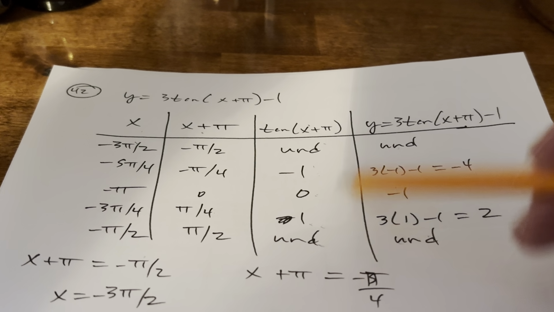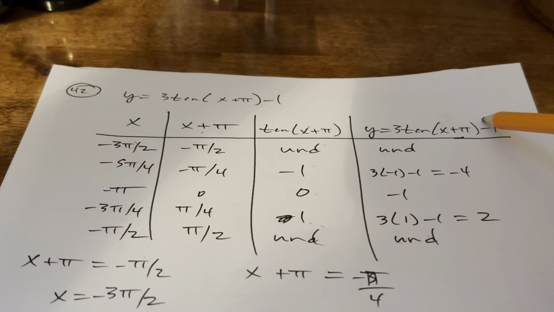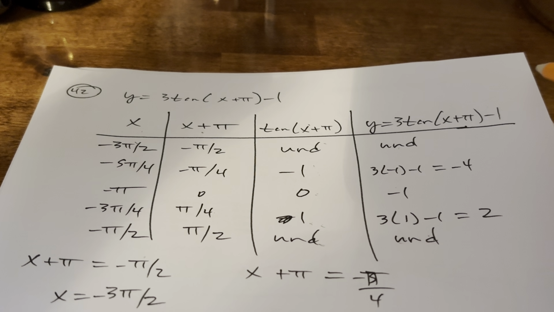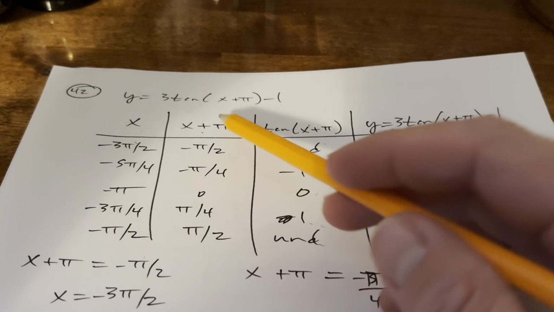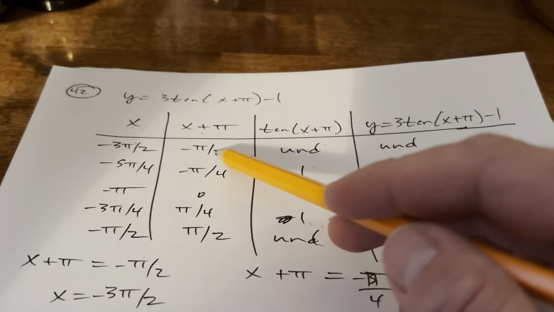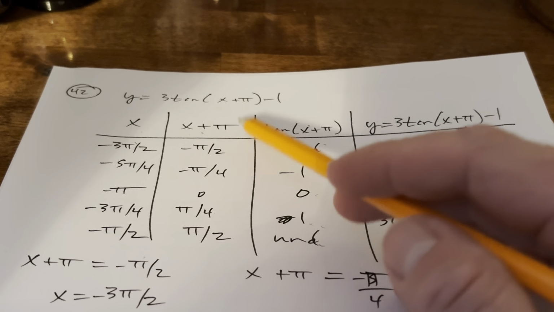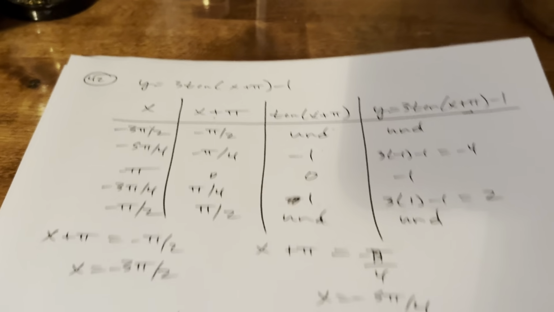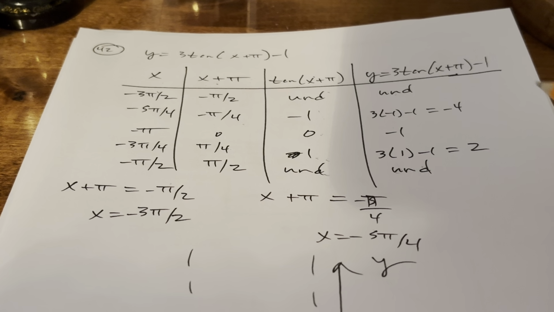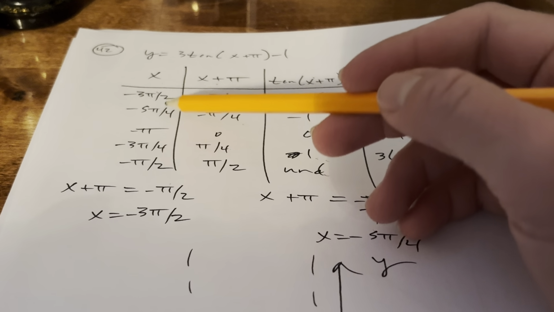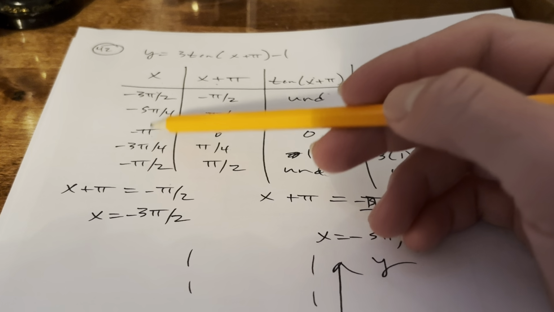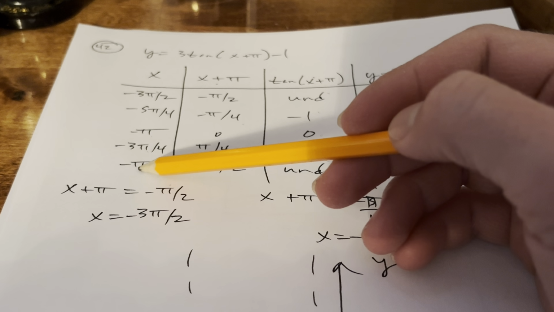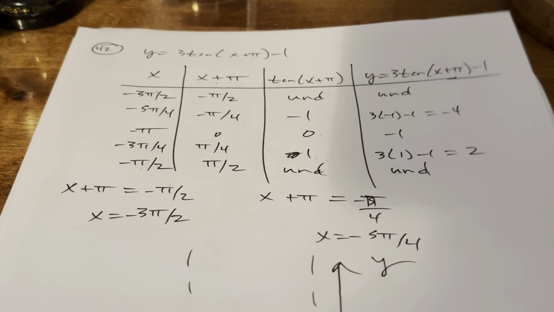So I'm going to take these three numbers, multiply them by 3, and subtract 1. All right. Then I'm going to take x plus pi, set it equal to negative pi over 2. X plus pi, set it equal to negative pi fourths. Subtract pi from both of those. I get negative 6 over 4, negative 5 over 4, negative 4 over 4, negative 3 over 4, negative 2 over 4. Just simplify that.